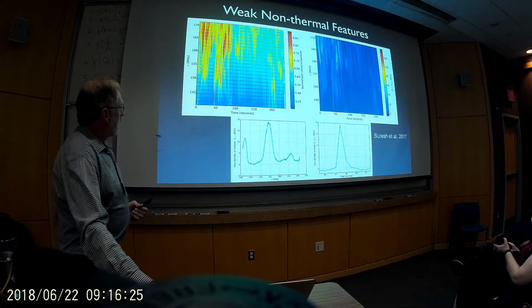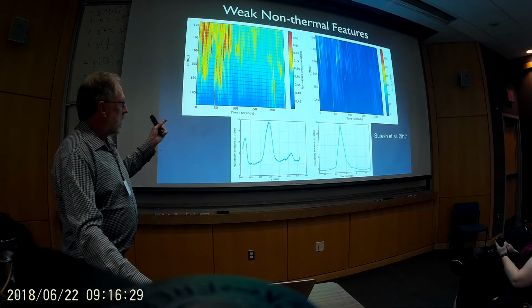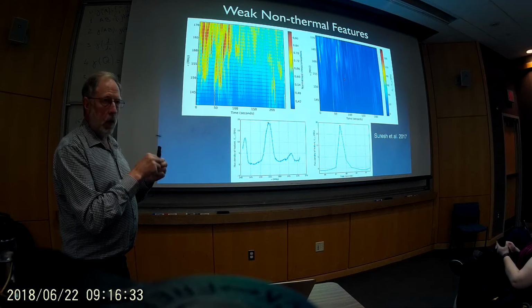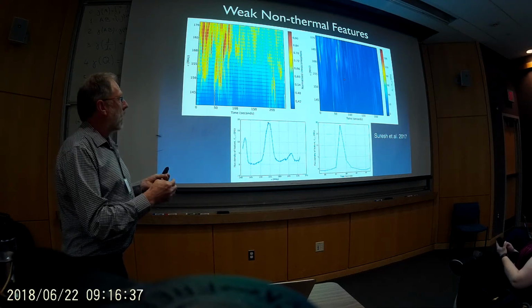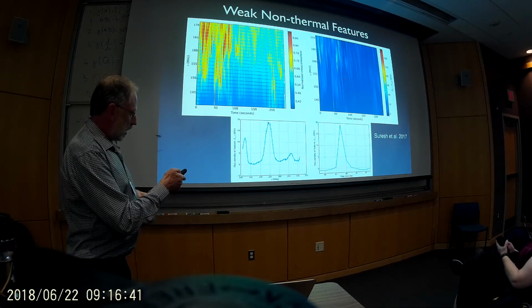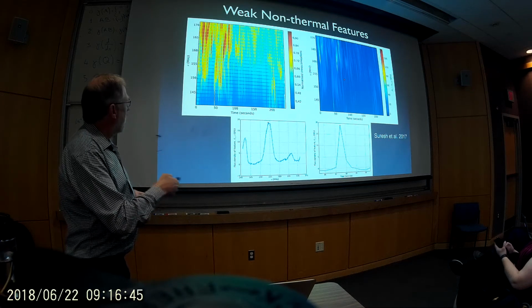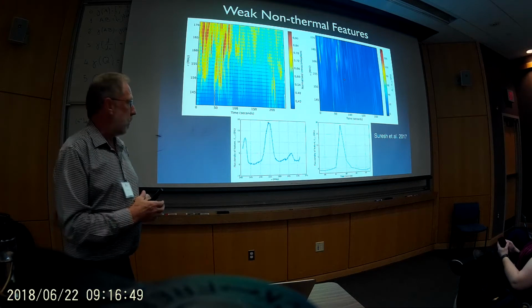So taking this a little bit further, I've mentioned this many times before, there's lots of weak burst type non-thermal emission on the sun wherever you look, whenever you look. And in some respects these bursts, which are very short in time duration and somewhat narrow in frequency extent, bear a lot of similarities to type 3 bursts.